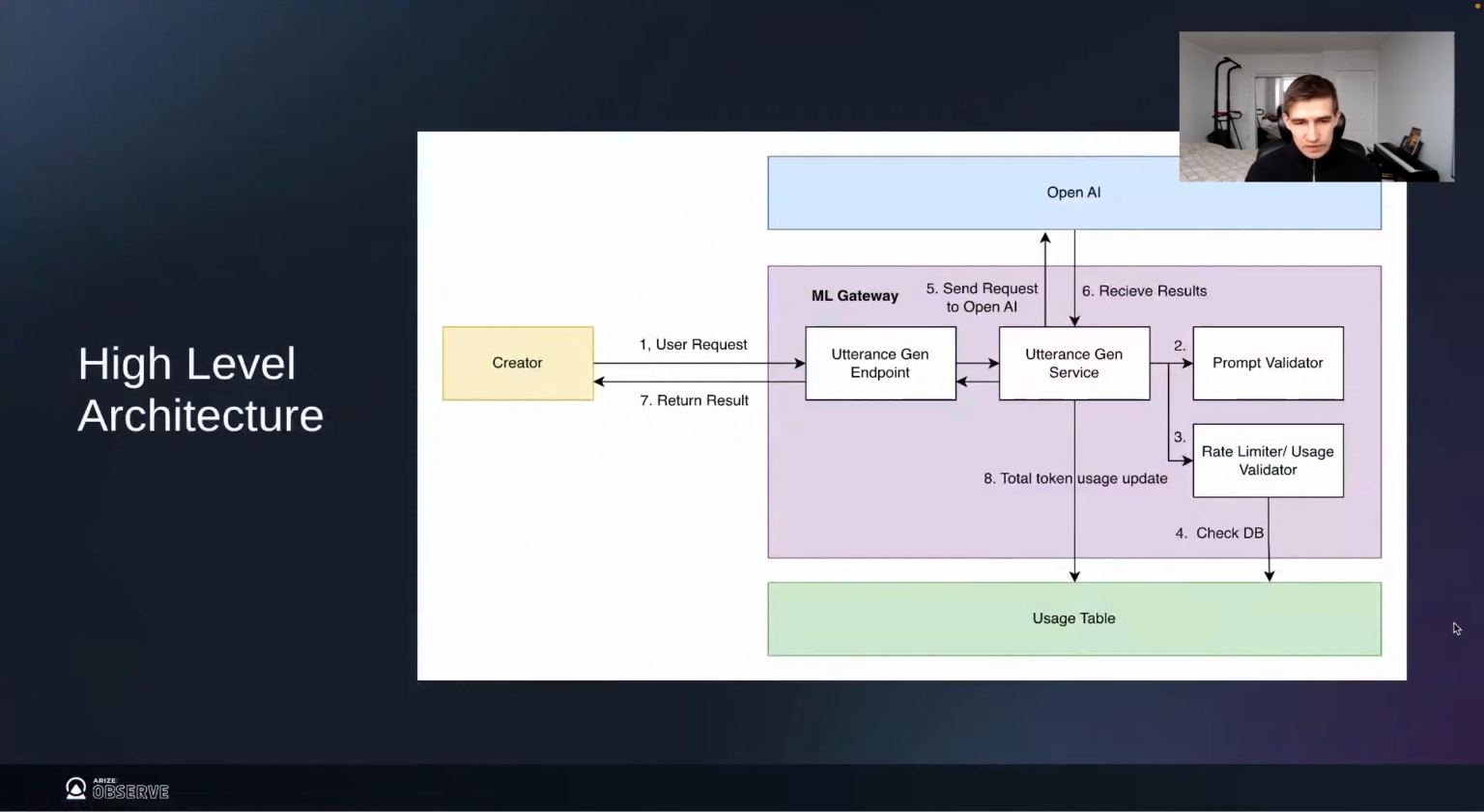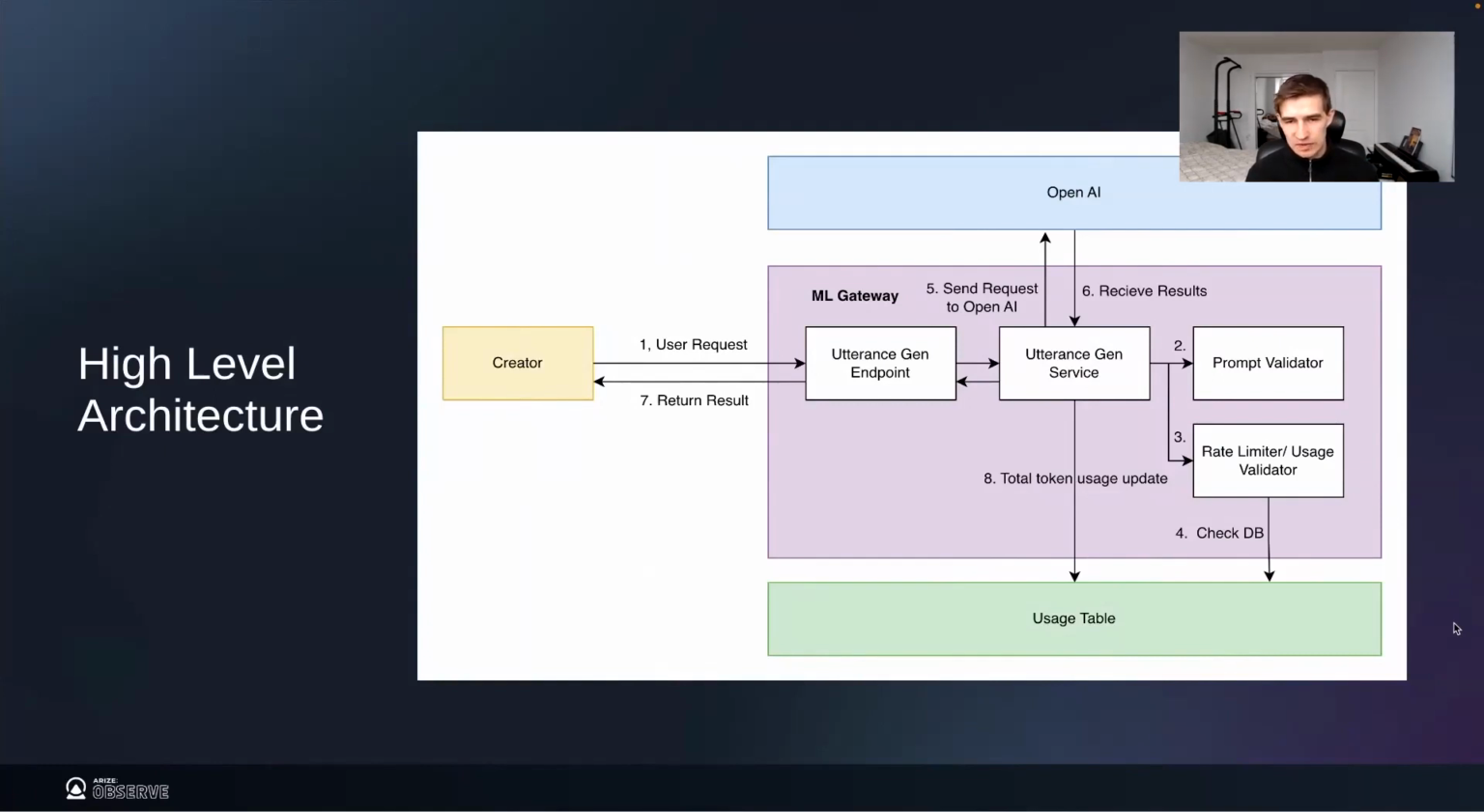So how does this all fit together? This is a high-level architecture of how we connected with OpenAI and integrated our models. We already had a service called ML Gateway, and ML Gateway was where we connected our ML models from other services. We use a pub-sub architecture, but we connected them to the front end, which we call Creator here. Creator is our main front-end product.